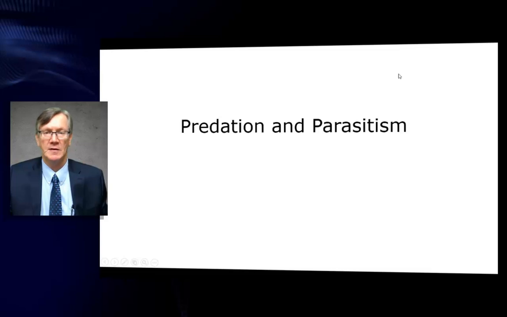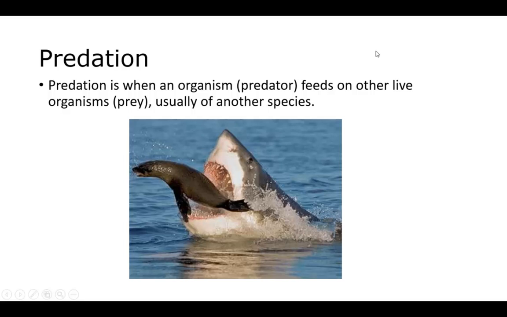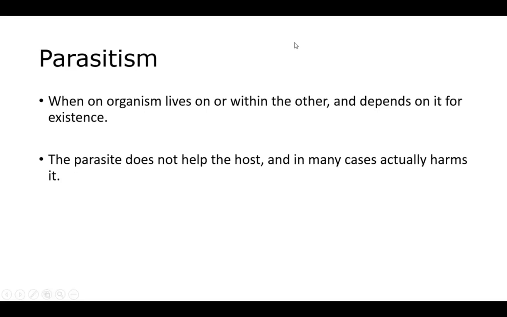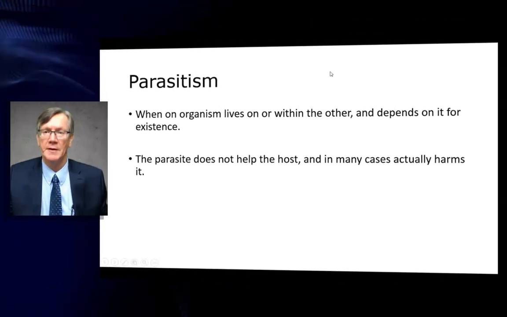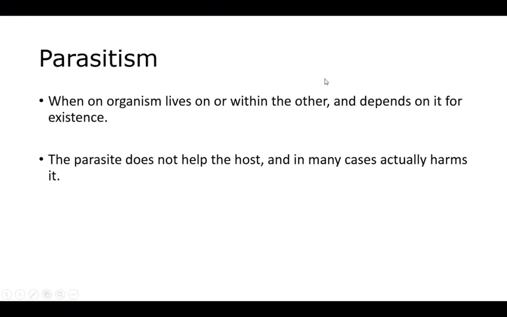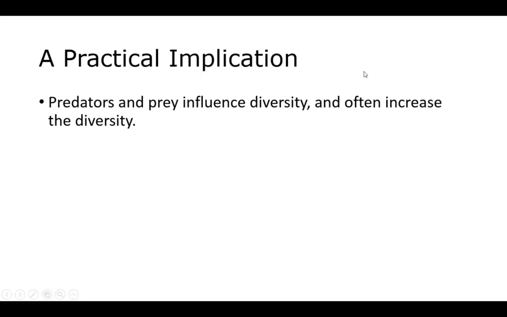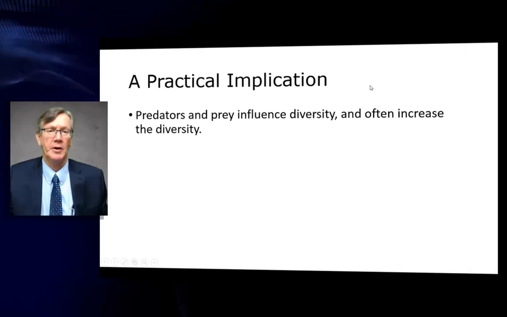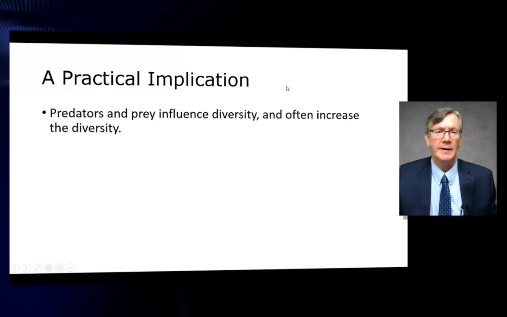Predation and parasitism. Predation. When an organism or predator feeds on other live organisms, prey, usually of another species. In this example, we have a shark feeding on a seal. Parasitism. When an organism lives on or within the other and depends on it for existence. The parasite does not help the host and in many cases actually harms it. Practical implication. Predators and prey influence diversity and often increase the diversity.